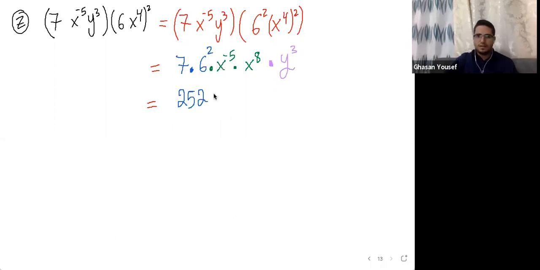And for the variable x, I get x to the power minus 5 plus 8, because they have the same base with different exponents. So 8 minus 5 gives 3. And the last variable is y, so we keep it the same without changing. So the final answer is 252 x to the power 3 and y to the power 3.